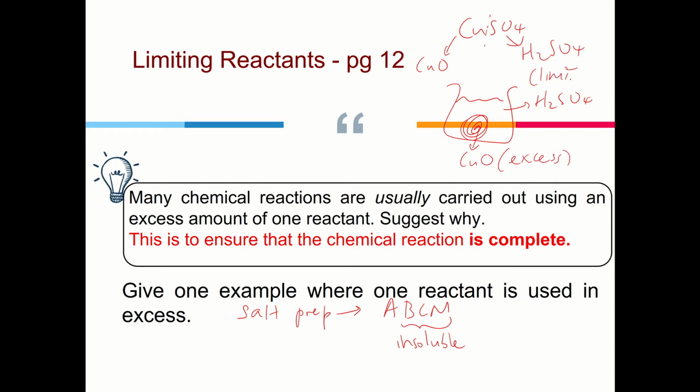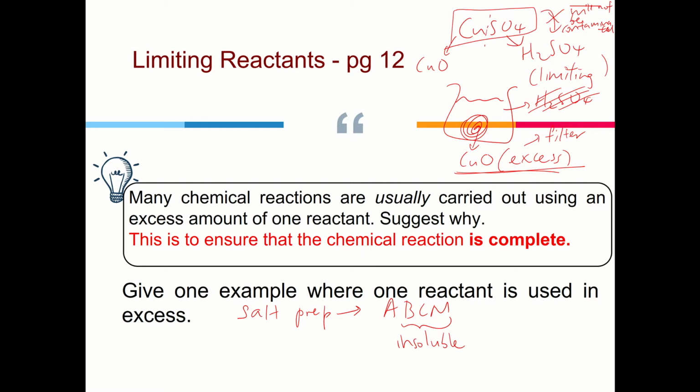So I want you all to really recall salt preparation. Why is this in excess? What do I want to achieve? I want to use up all my acid and then filter out the excess. I want to remove all my acid to react them completely, so that the salt, which is copper(II) sulfate, will not be contaminated by unreacted acid. That's why I add my copper(II) oxide in excess.